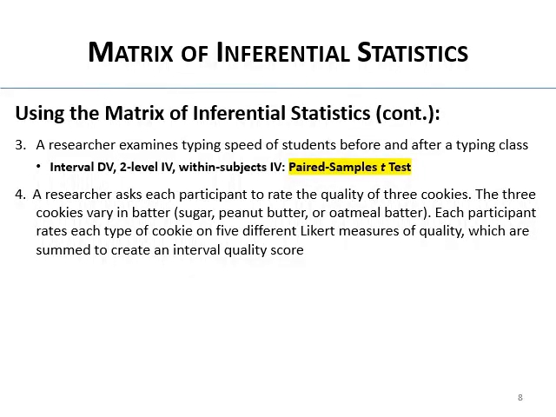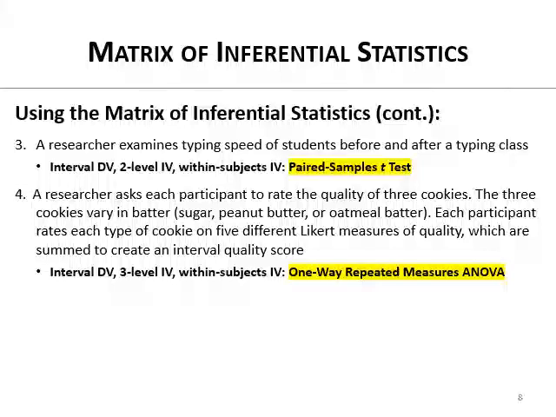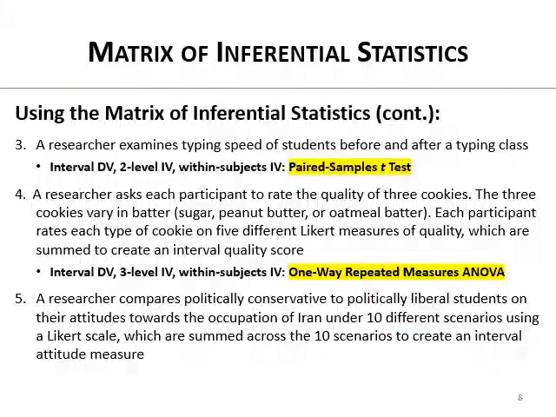What's our IV? Well, it's the batter of the cookie, right? And there's 3 groups: sugar, peanut butter, and oatmeal. So we've got an IV with 3 levels. What type of design do we have? Is it different people tasting separately each of these 3 types, or is it the same people? Well, they're each tasting each of the 3 types of batter. It's a within groups design. Specifically, it's a repeated measures design. So this is what? A one-way repeated measures ANOVA, right? That would be the one to use for this.